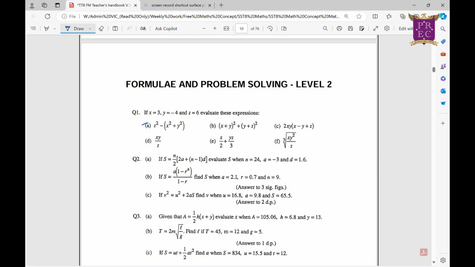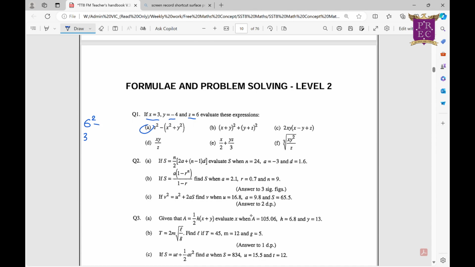Now we know that we need to substitute the values that they've given us into the expression here and evaluate the expression. Alright, let's have a look at the first term here, z squared. Z is equal to 6, so z squared will be 6 squared, which is 36. We'll just write that here. And minus x squared plus y squared. Let's put a bracket over here. What's x squared? X squared would be 3 squared, plus y squared would be negative 4 squared.